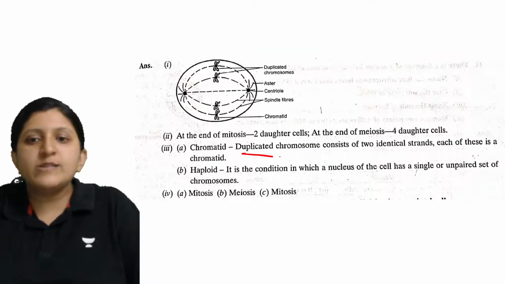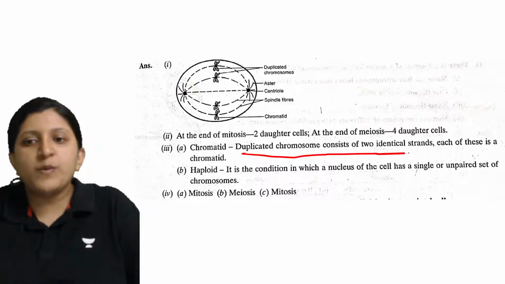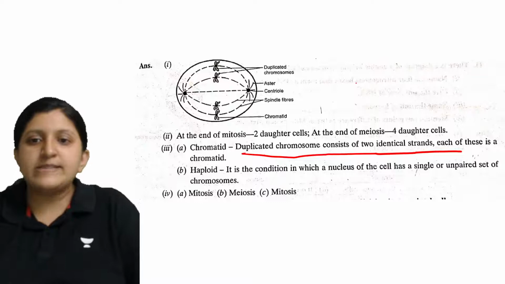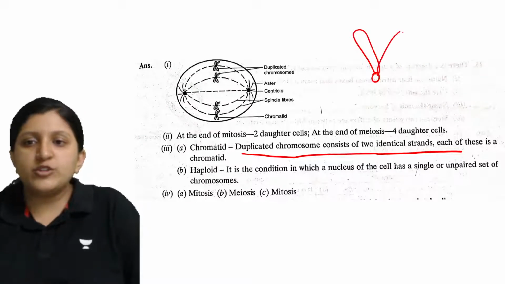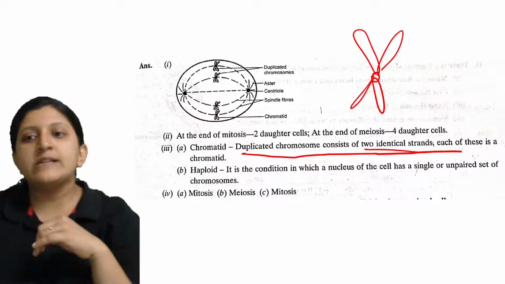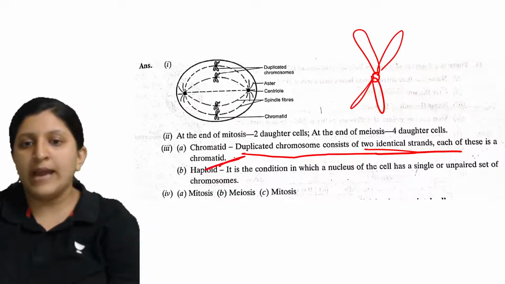So chromatid is basically a duplicated chromosome consisting of identical strands. These are basically the chromatids. You can see the chromatids over there. A duplicated chromosome consists of 2 identical strands. Each of these is a chromatid.